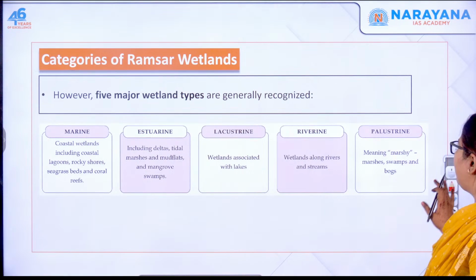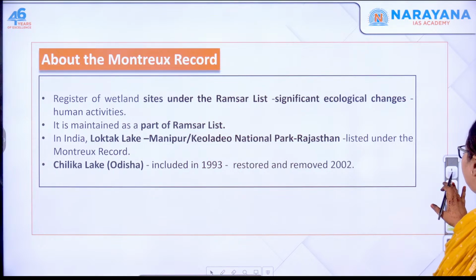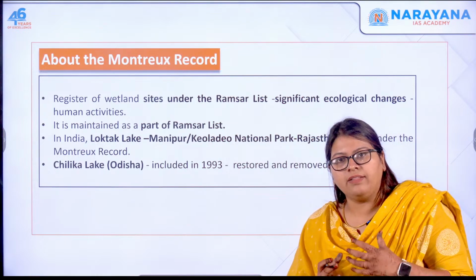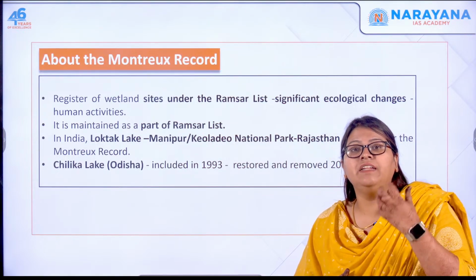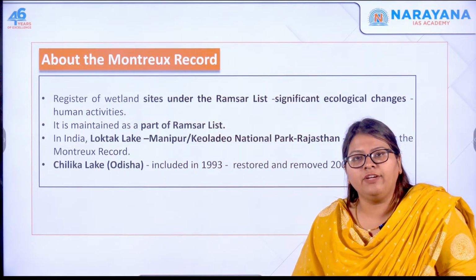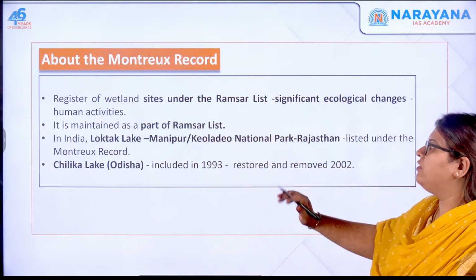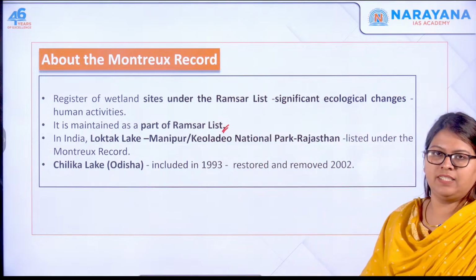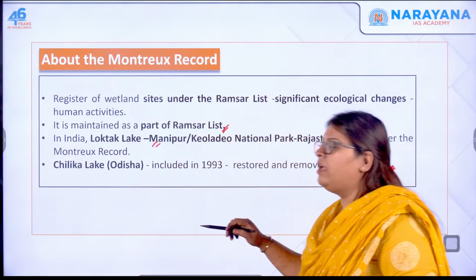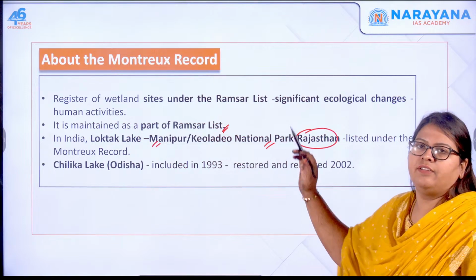So here we have completed the wetlands, and now we will look at the register that consists of the Ramsar list. Whichever places in the Ramsar list are facing significant vulnerability or threat because of human activities or any kind of endangerment are kept under the Montreux record, which is also a part of the Ramsar list. In India, are there any regions? Yes, of course. We have the Loktak Lake in Manipur, and also the Keoladeo National Park in Rajasthan. These are listed under the Montreux record.